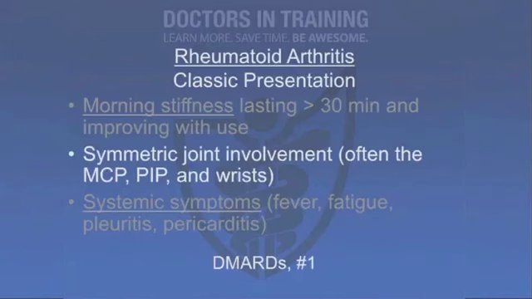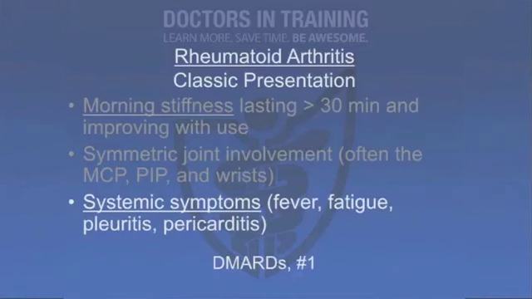Most of the time, patients are going to have disease in their wrist. They're also going to have symptoms in their MCPs and also their PIPs. The DIP joints are almost never involved in rheumatoid arthritis. I mean, you can never say never in medicine, but if they're having symptoms in the DIP joints, you probably want to put a couple of other things on your differential.